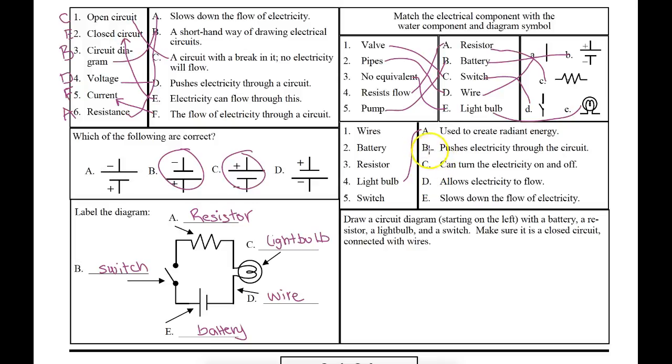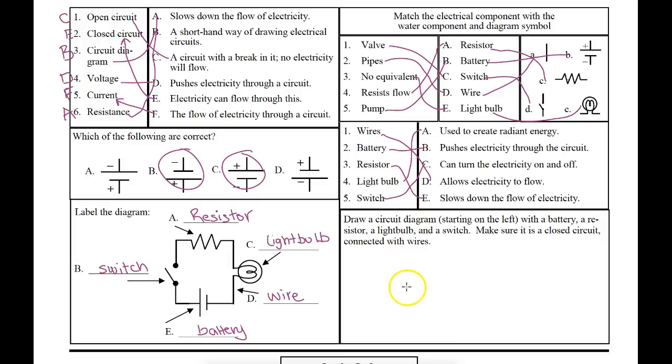Pushes electricity through a circuit. That would be your battery. Can turn electricity on and off. That's going to definitely be your switch. Slows down the flow of electricity. That is definitely your resistor. And allows electricity to flow. That's your wire. Now it says to draw a circuit diagram starting on the left with a battery.